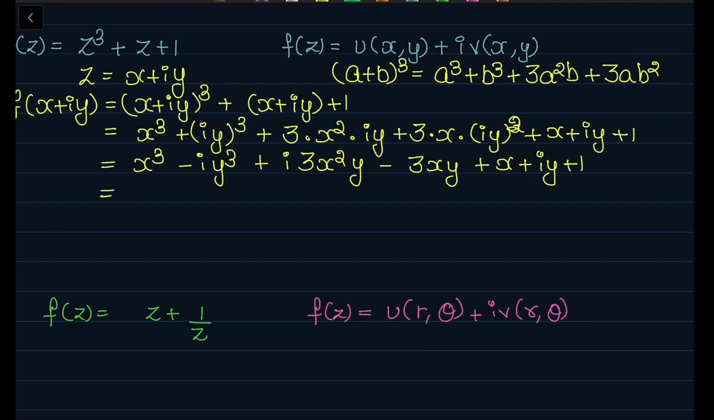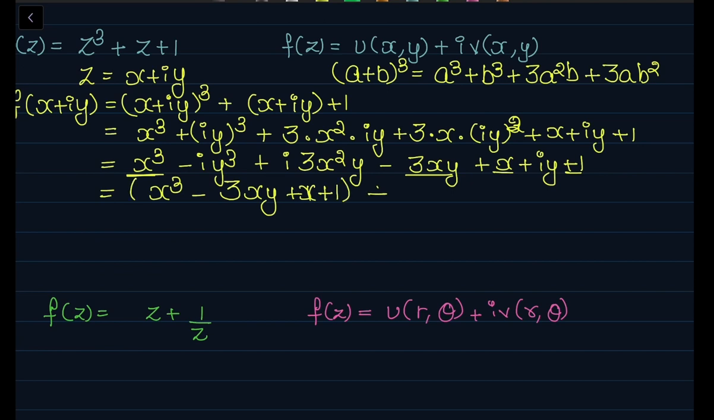Now separate the real part and imaginary part. So the real part is x cube minus 3xy, and then plus x, and then plus 1.